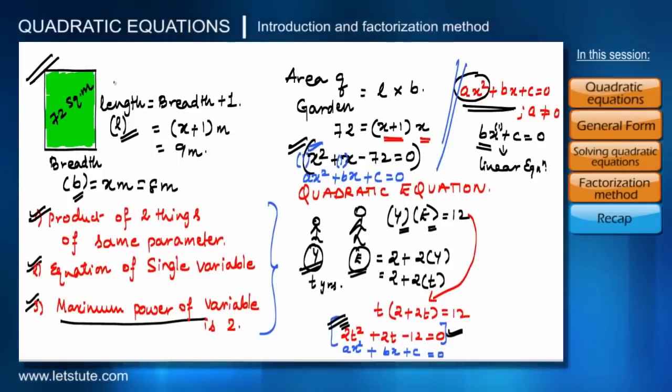As we know, the area of a rectangle is length into breadth. So we have length as 9 and breadth as 8. So therefore 9 into 8 is 72, which is the exact area of the garden.